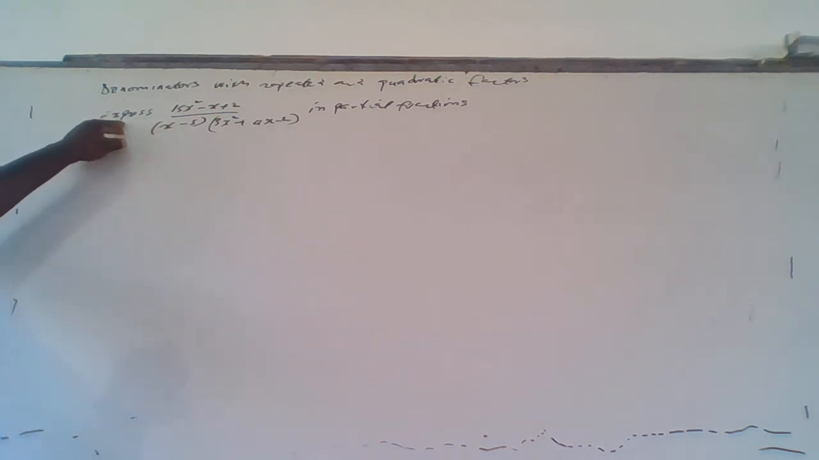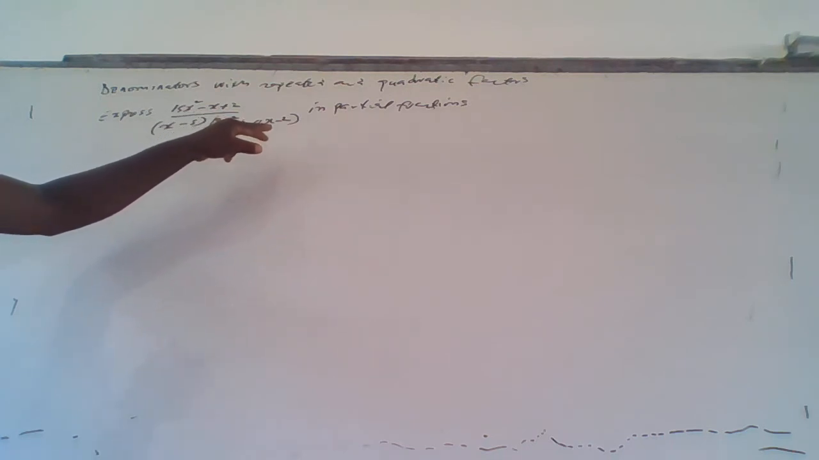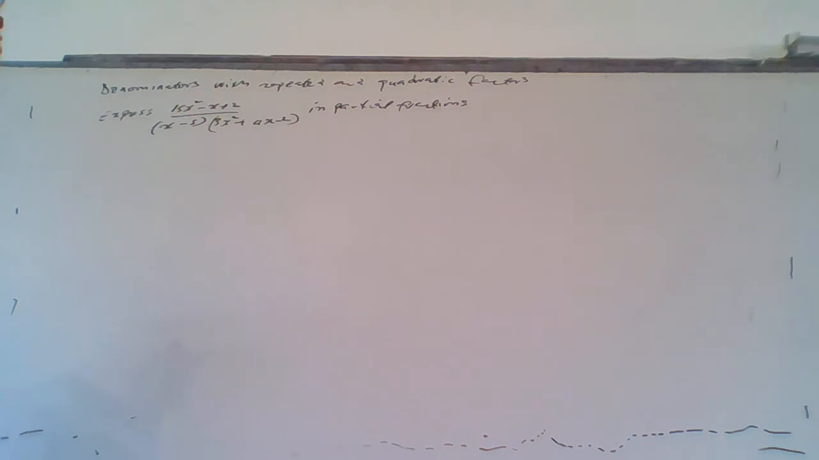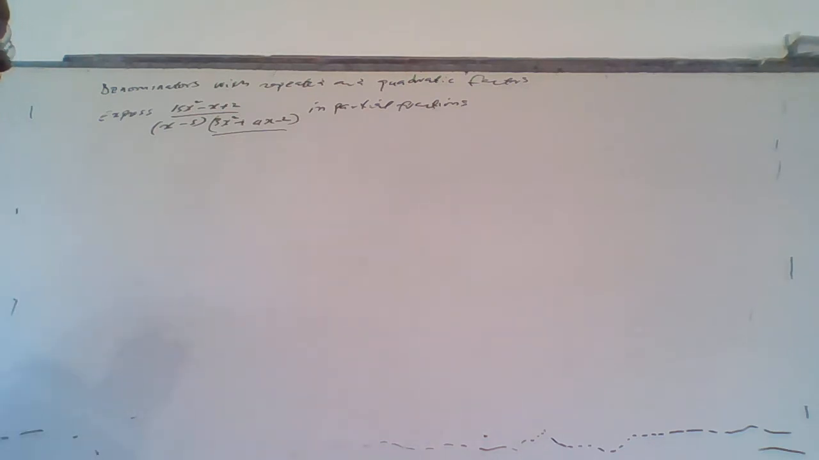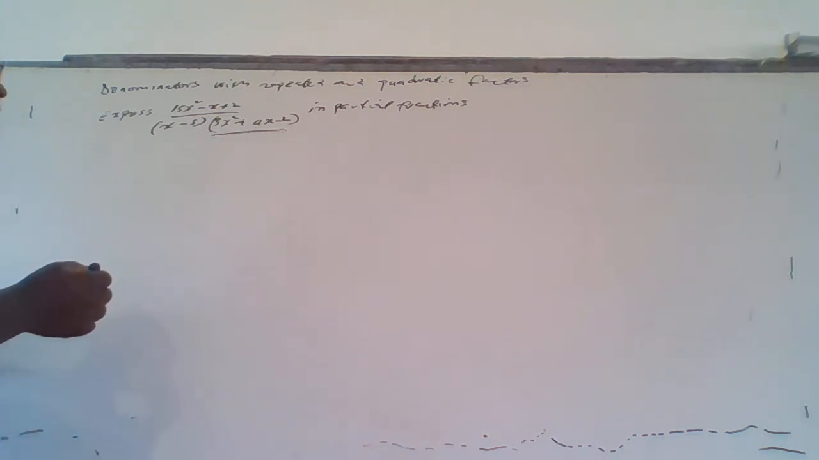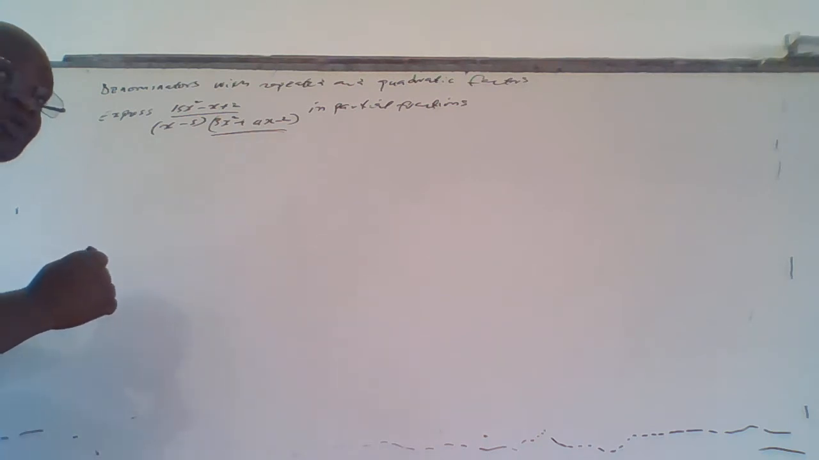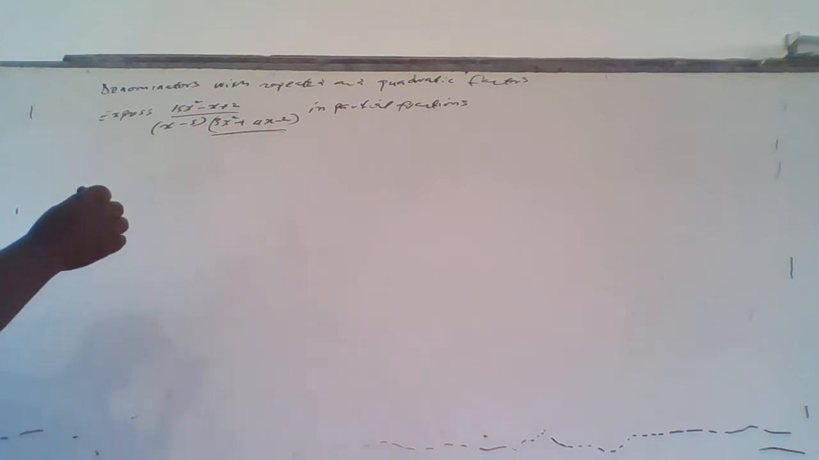You can see they want us to express 15x squared minus x plus 2 all over (x minus 5)(3x squared plus 4x minus 2) in its partial fractions. As you can see, this is a quadratic factor that cannot be factorized. A quadratic factor that we cannot factorize always gives rise to a partial fraction of this form.